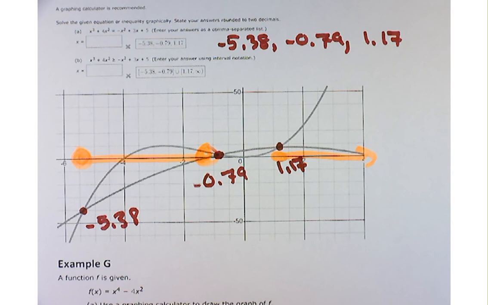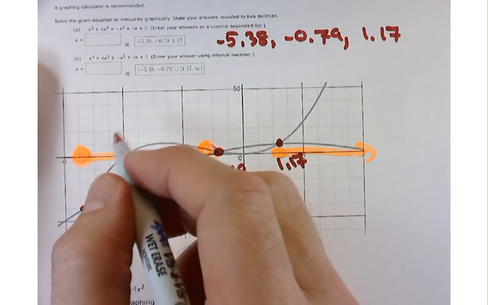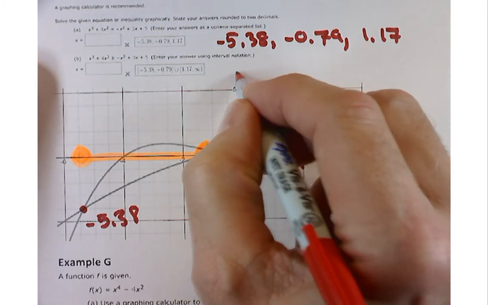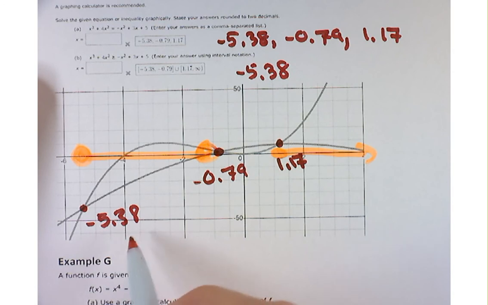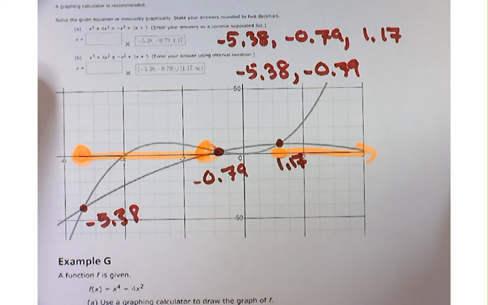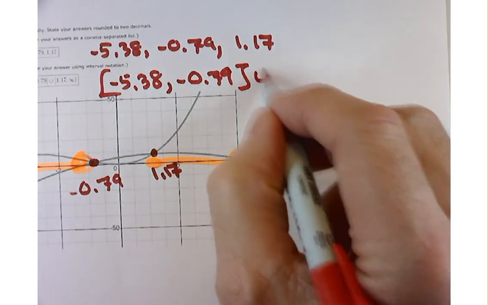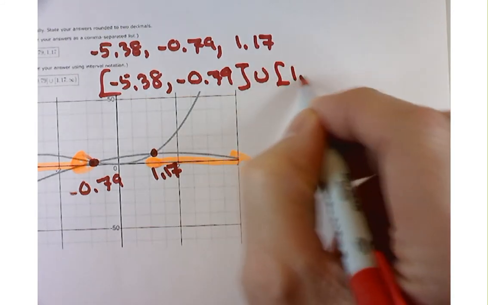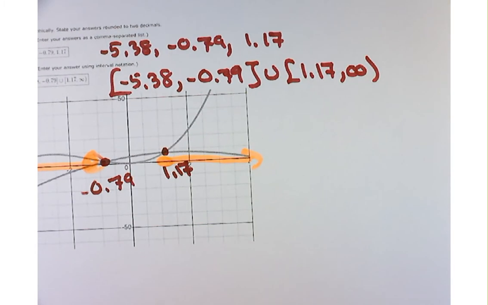Anyone? Jacqueline? What's this interval going to look like? Negative 5.38 to negative 0.79. Brackets or parentheses? Brackets. Good. Brackets, thank you. Want to do this one as well? Sure. And then bracket 1.17 to positive infinity. Perfect. And infinity gets parentheses. Nice. Are you comfortable with that one?